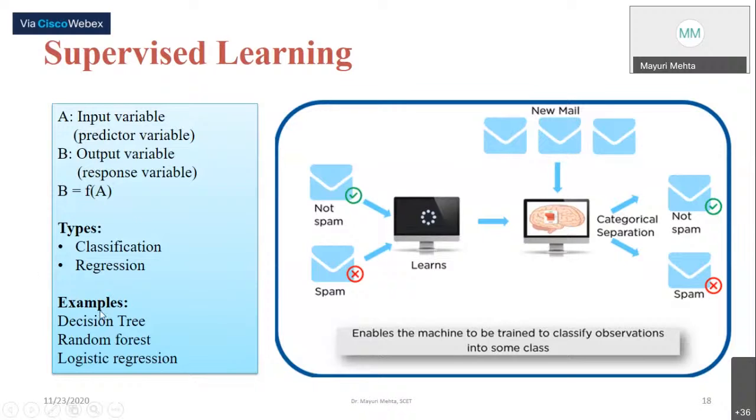Based on machine learning tasks, supervised learning algorithms can be divided into two broad classes: classification and regression. Examples of supervised machine learning algorithms include decision tree, random forest, logistic regression, KNN, etc. In this figure, you can see that we are feeding the machine with spam and non-spam emails, right? The goal for the machine is to classify the emails into two groups, that is spam and non-spam. That is the goal, right?